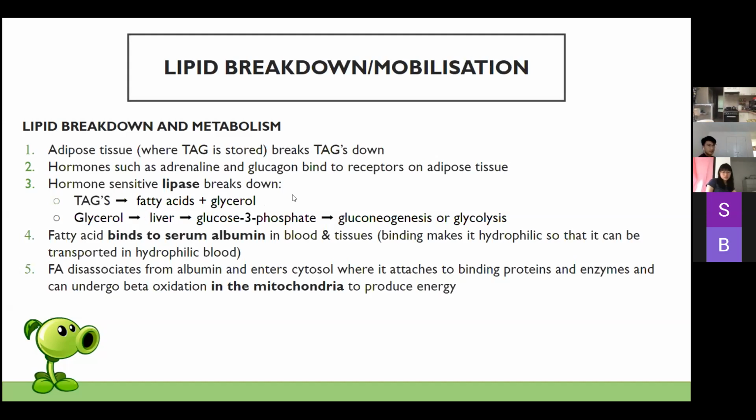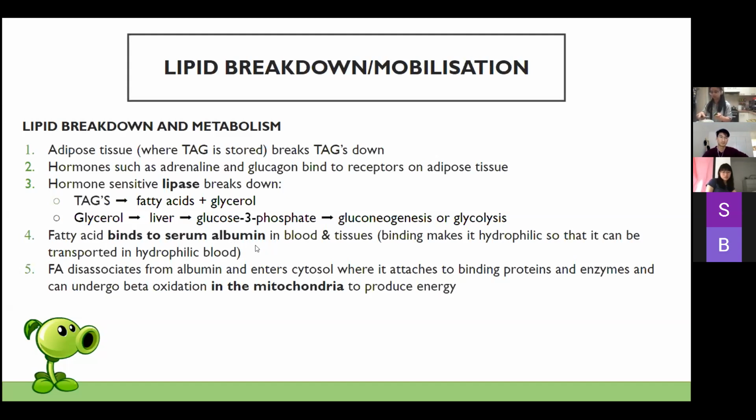The glycerol is just going to be used in glycolysis, not too bad. But the fatty acid binds to serum albumin. Serum means like blood, the liquid part of the blood. Albumin is basically a protein. This free fatty acid needs to bind to this albumin, or protein, because if you remember me talking about how fatty acids are hydrophobic, they're scared of water, so they can't travel in the bloodstream by themselves. They need to bind to this protein, albumin.